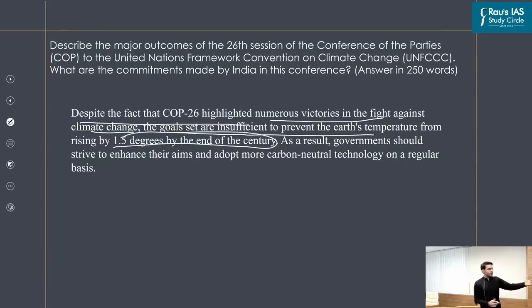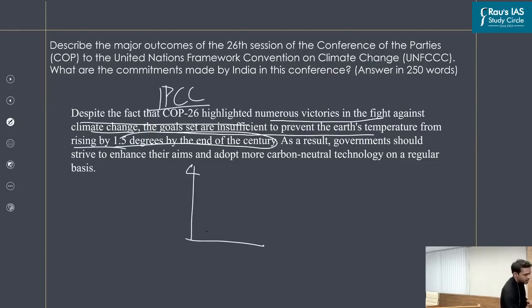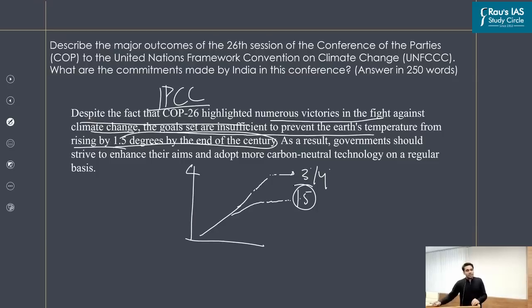This is the data which was given by the IPCC, that if we continue releasing the greenhouse gases at the current rate, the temperature rise will be at least 3 to 4 degrees Celsius. If we take into account the actions committed by all the countries, it will be less than 3 to 4 degrees, but still it will not be sufficient to contain the global rise beneath or less than 1.5 degrees Celsius.